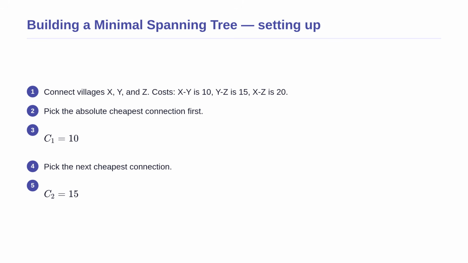We start by picking the absolute cheapest connection available, which is C1, the $10 pipe between X and Y. By making this connection, villages X and Y are linked. Next, we look at the remaining options and pick C2, the $15 pipe between Y and Z. Now, X is connected to Y and Y is connected to Z, meaning all 3 villages are linked.